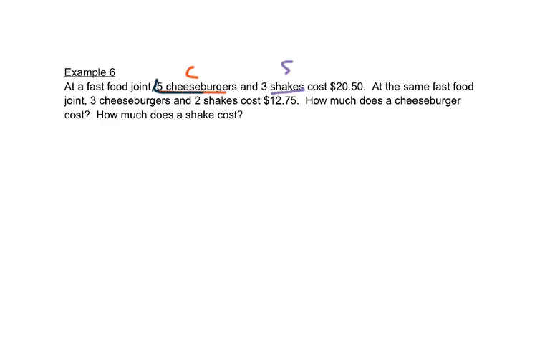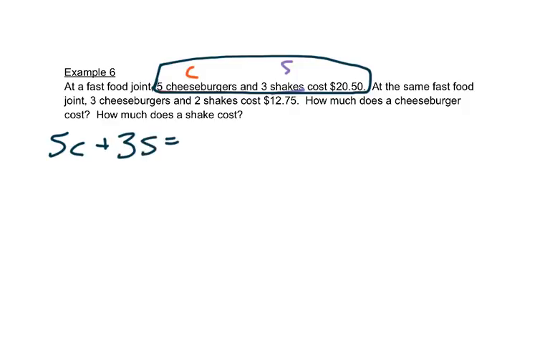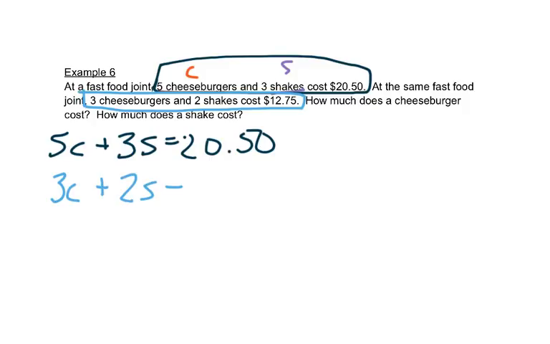So let's call cheeseburgers C and shakes S. This first part allows us to write one equation. We would have 5C plus 3S is equal to $20.50. Now this next sentence gives us our next equation. It tells us that 3 cheeseburgers, or 3C, plus 2 shakes, 2S, is equal to $12.75. And this is a system of equations. We want to solve them together, and we'll do that by addition.